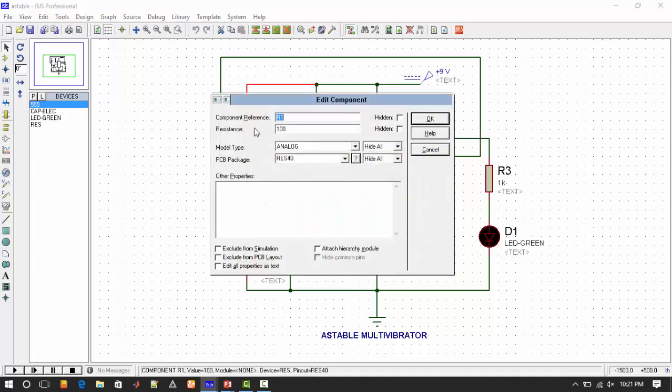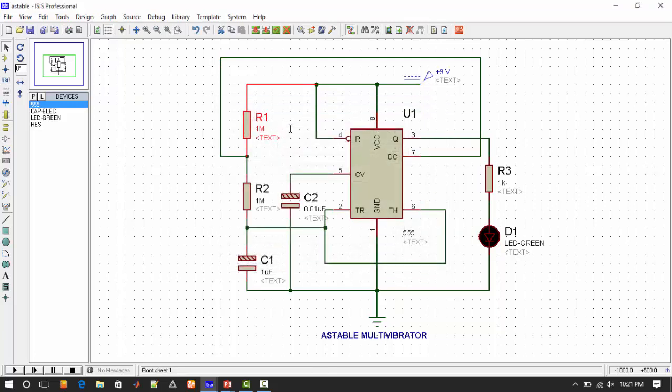First we'll see the astable multivibrator with R1 and R2 of equal values, that is 1 mega ohm and 1 mega ohm. So when we run this circuit, here you can observe that on time is more than off time. Since we have seen the formula for duty cycle is (R1 plus R2) upon (R1 plus 2R2) into 100.